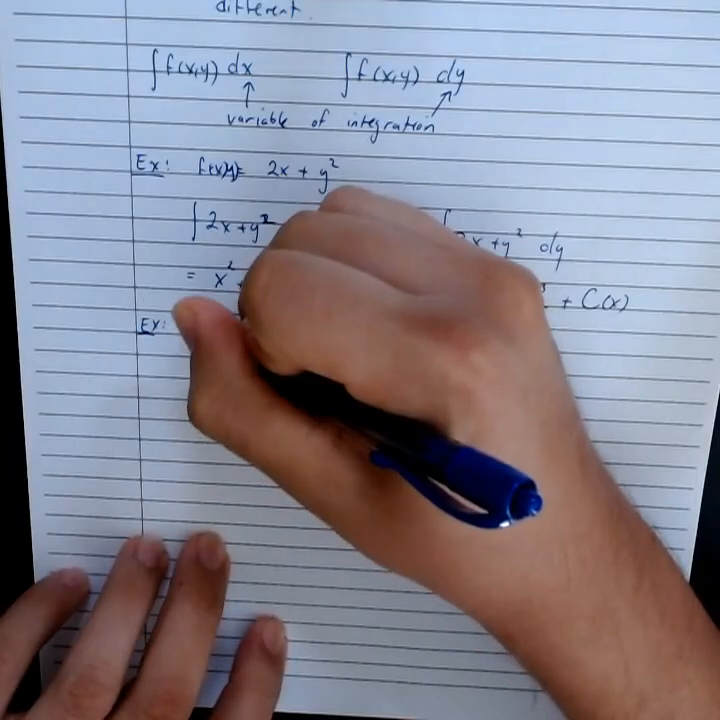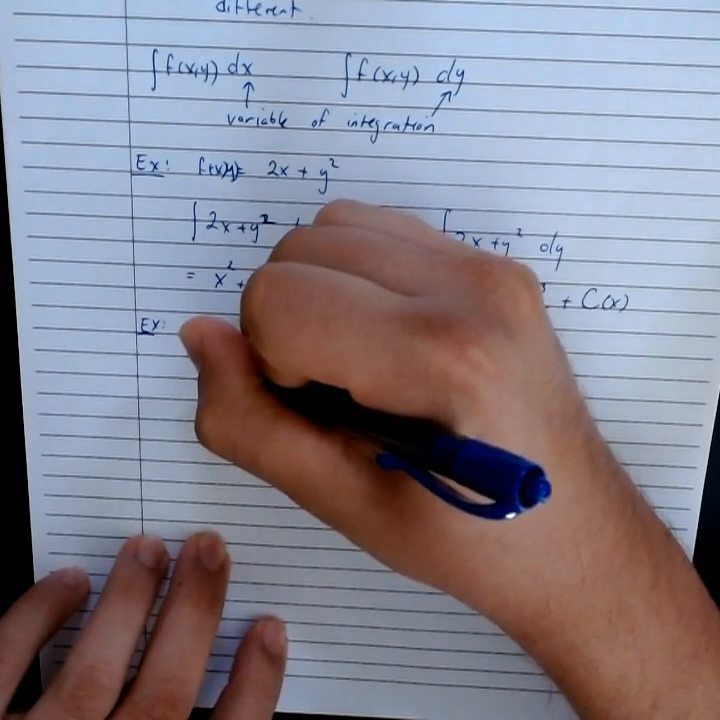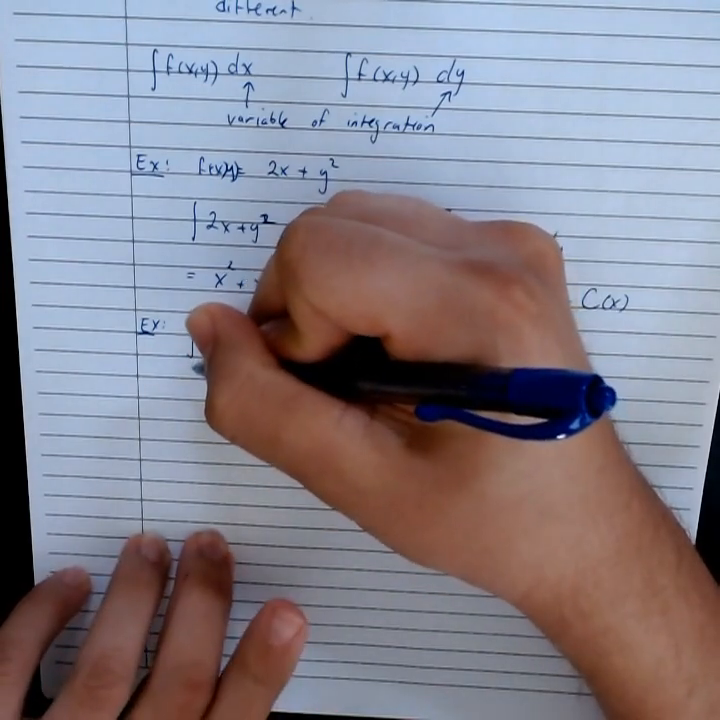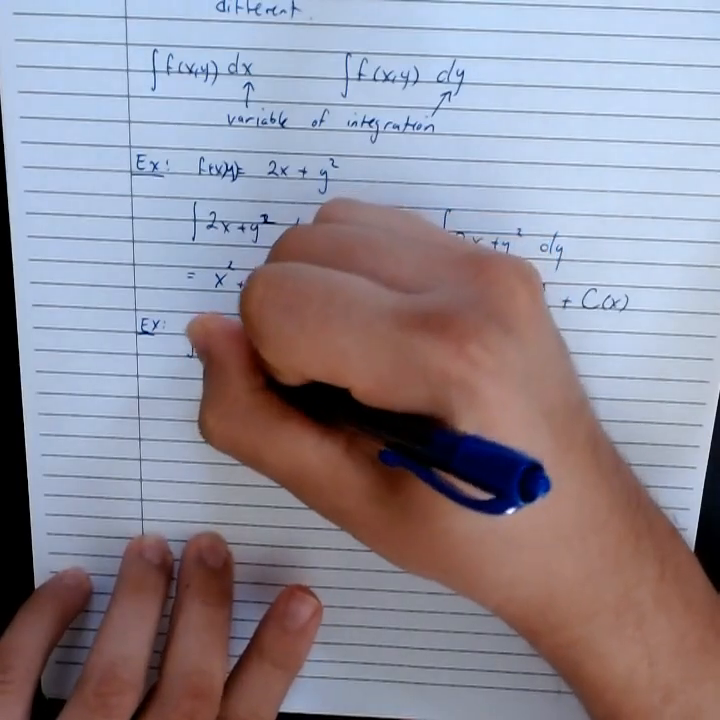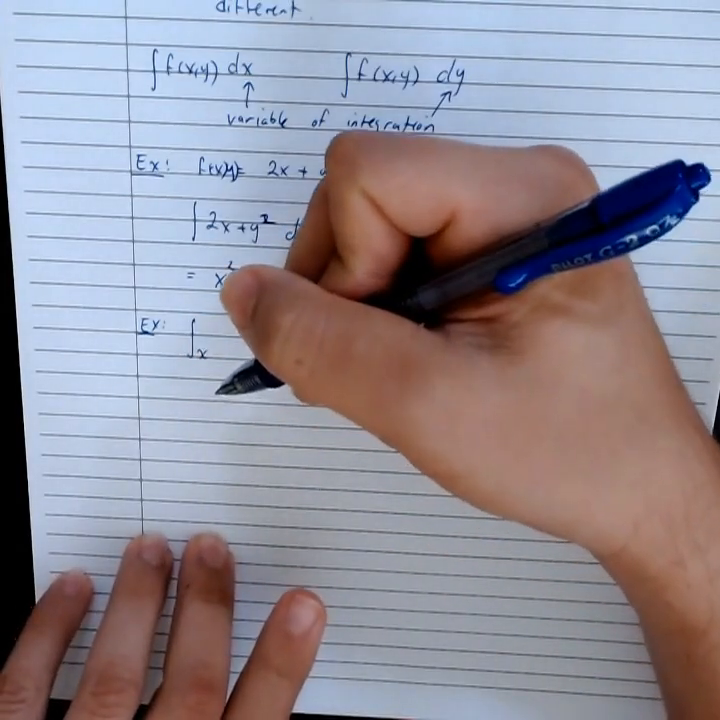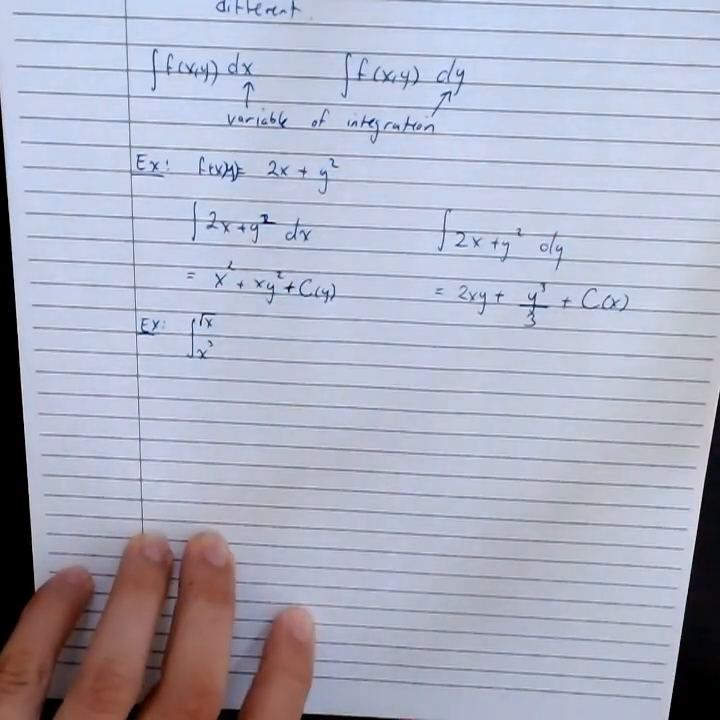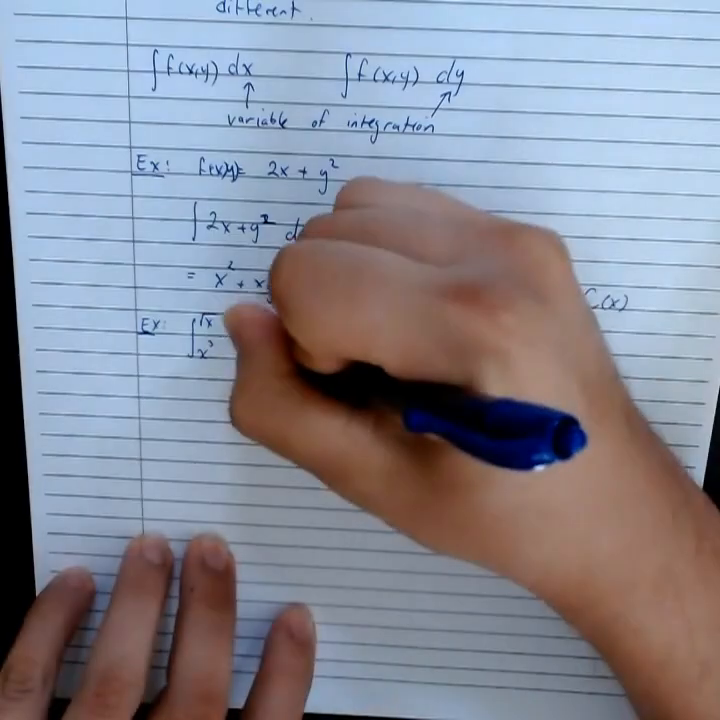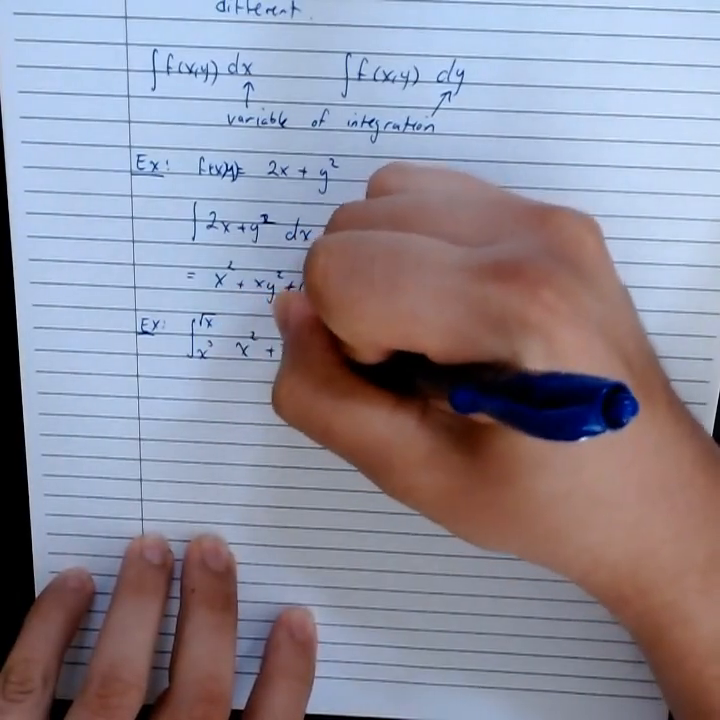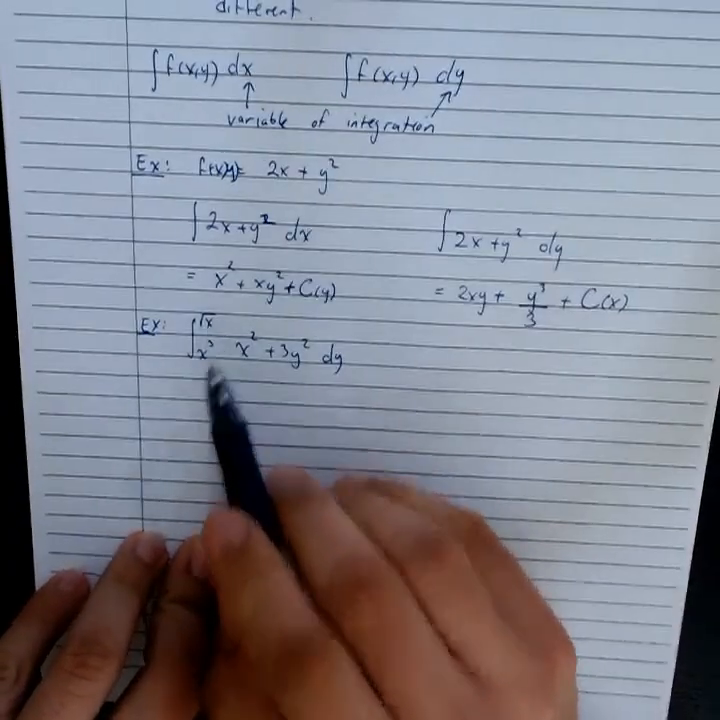So here, let's go ahead and integrate from x to the third up to the square root of x. And our function will be x squared plus 3y squared dy. Okay? So notice that you have boundaries of integration.